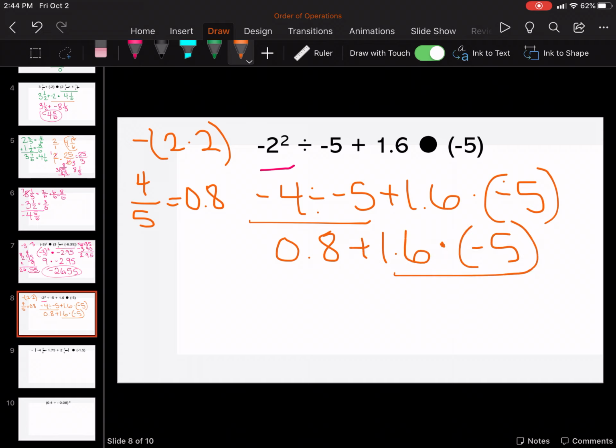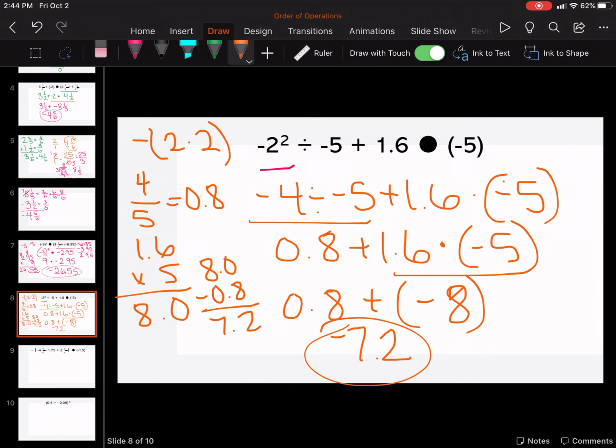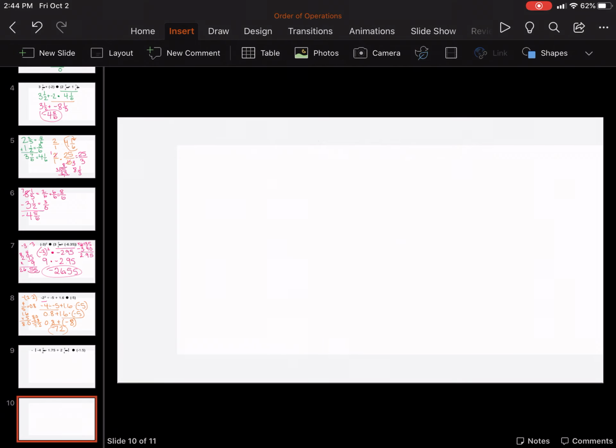We're going to multiply 1.6 times 5. We're going to get 8. So it's 0.8 plus negative 8 because of that negative 5. Different sign, subtract. We're going to get 7.2, and it's negative 7.2. Keep the sign of the larger. I'm going to definitely need another slide for this one.